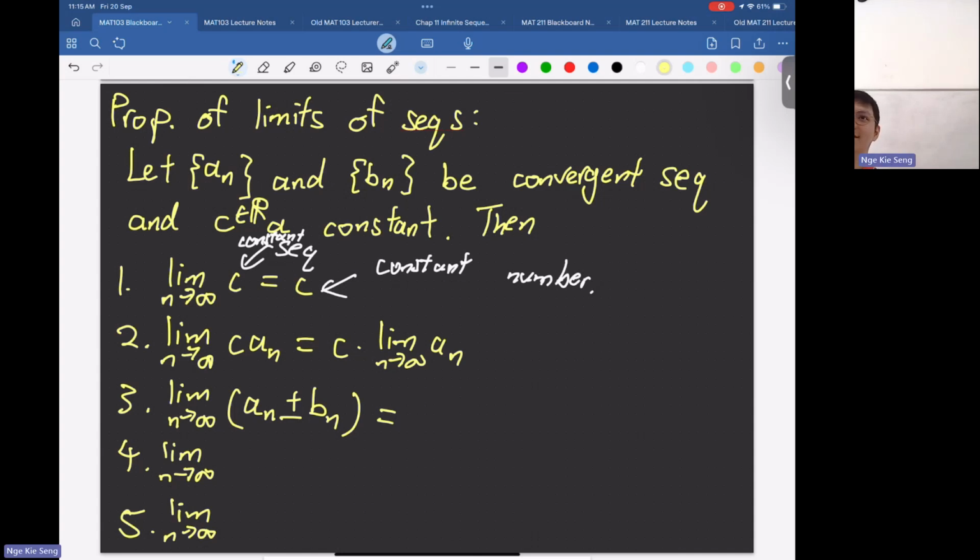Want to guess? I guess the limit of an plus or minus the limit of bn. Yeah, we can split. And you need to make this very intuitive.